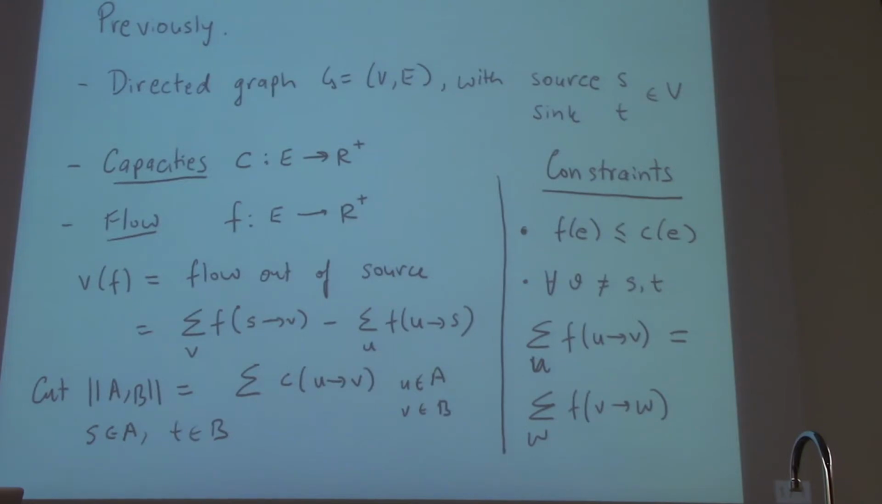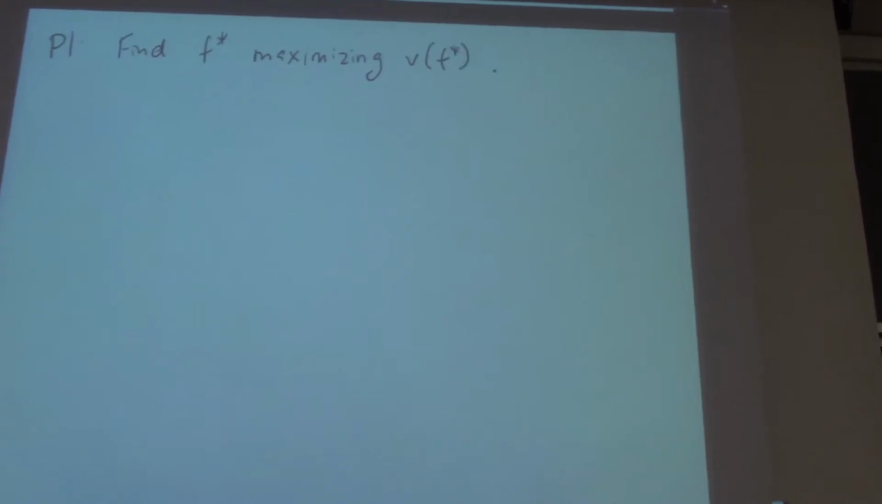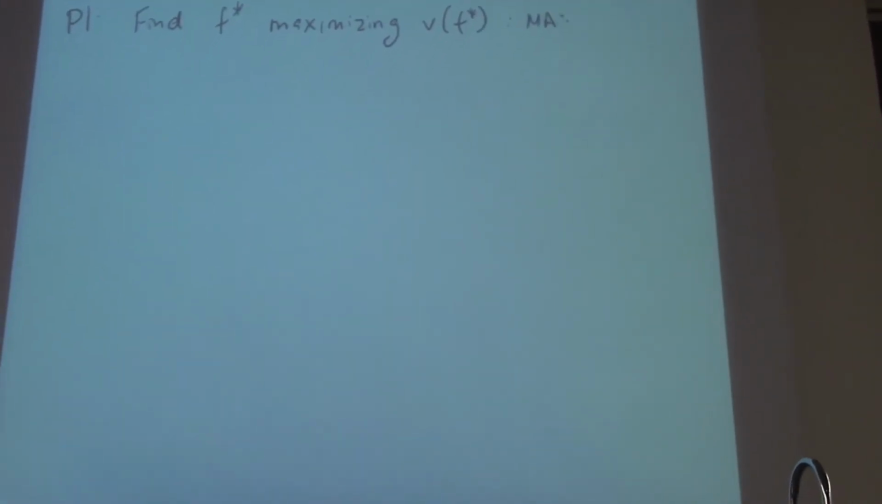Once we described this basic setup with these concepts, we then started asking, okay, what can we say about these notions and how might we work with them in some way? And of course, the first question we asked was, problem 1: find the flow that maximizes. So find the max flow in a graph.